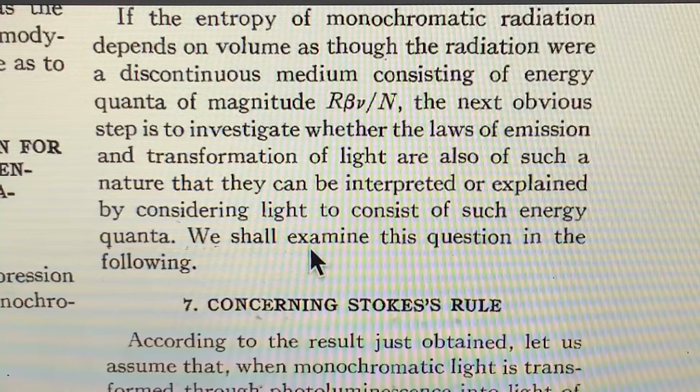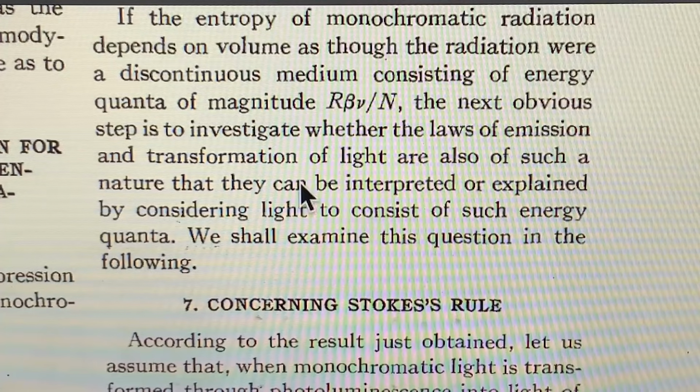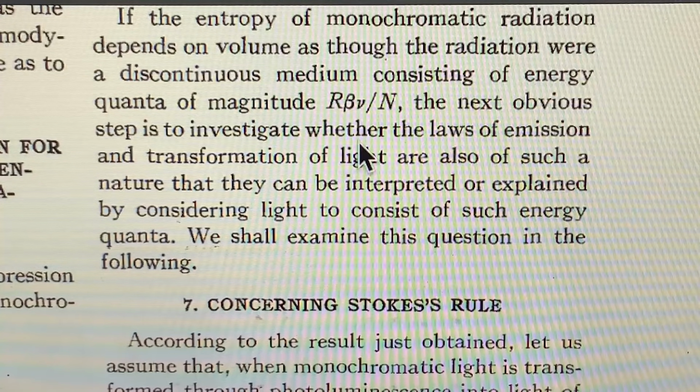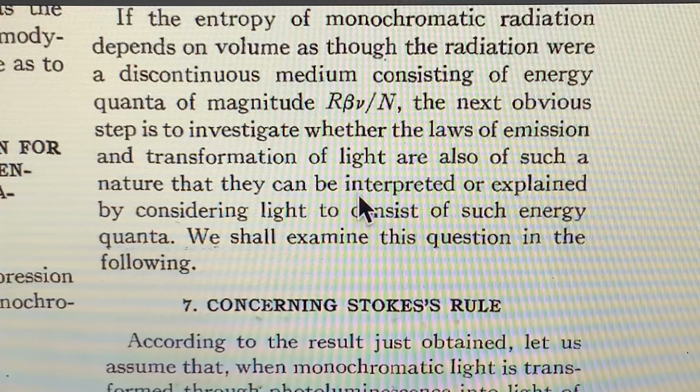From section 1 to 6, he is constructing a theory of monochromatic radiation, and finally finds that it can be regarded as a discontinuous medium consisting of energy quanta of magnitude h nu. Now, once the theory is already developed, the next task is to investigate whether the laws of emission and transformation of light are also of such nature. So what he has shown in sections 1 to 6 is that monochromatic radiation itself can be regarded as discrete quanta of energy h nu.